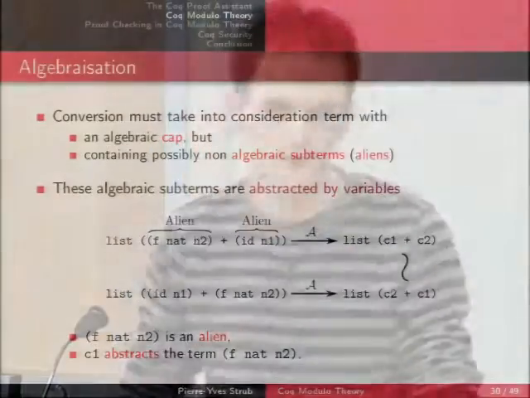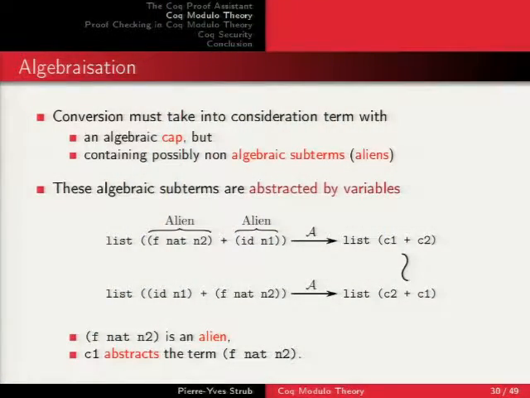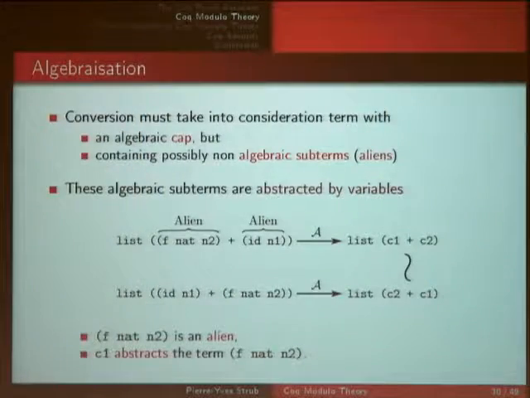So what I do is what is done, for example, when you are mixing decision procedures for different theories into one: you will use equations, you will use variables to abstract aliens, to abstract subterms which are not algebraic, to communicate with the decision procedure. So if I take that term, list applied to plus, which is applied to two non-algebraic terms, I will call those aliens. They are terms which are not known by the Presburger decision procedure. And what I will do is that I will abstract aliens by variables.